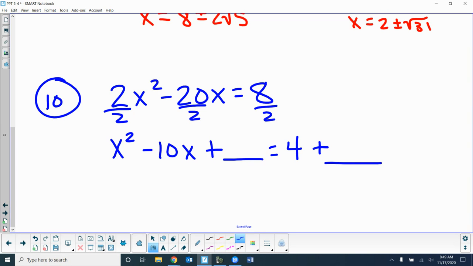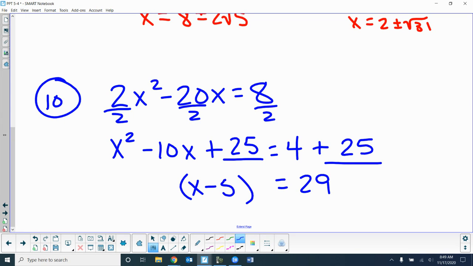So what goes into the blank? 25. Good. Half of 10 is 5. And then square it. Don't forget to square it. So that's how this 25 gets here. So the right side, I just add those. That's 29. And the left side, square root of x squared. What's in front of the 10? Square root of 25 squared. Now I can square root both sides.